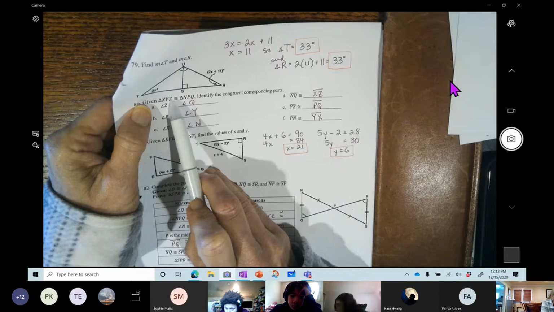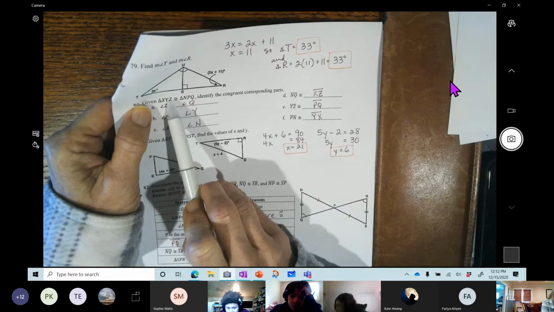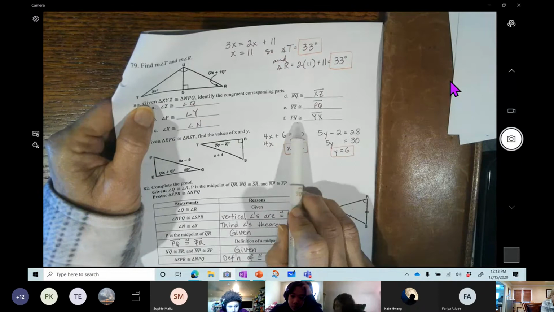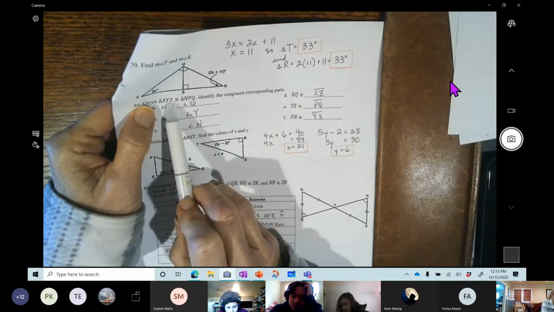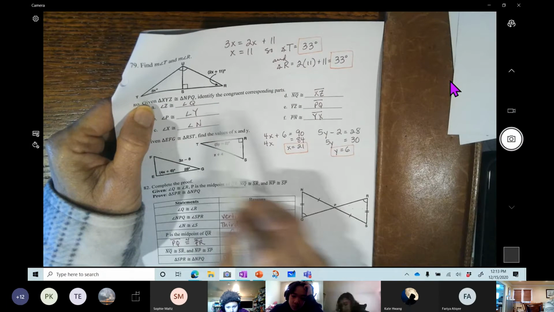If I look at YZ, YZ is the last two here. So it's going to correspond to the last two here. That's why it's PQ. And then PN, you can even do it backwards. Look, PN is the middle to the front. So then I do the middle to the front, YX. Just remember, you don't have to have a picture. Order matters.